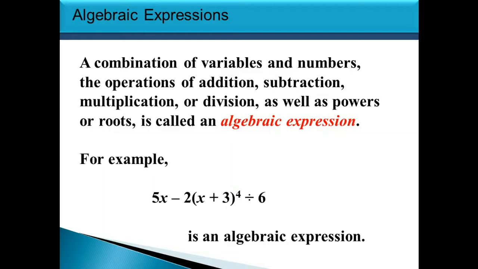So for example, this is an algebraic expression. We have 5 times x minus 2 times the expression x plus 3 being raised to the 4th power, divided by 6. So notice we have a combination of numbers and variables. We also have addition, subtraction, multiplication, division, and even a power in this algebraic expression.